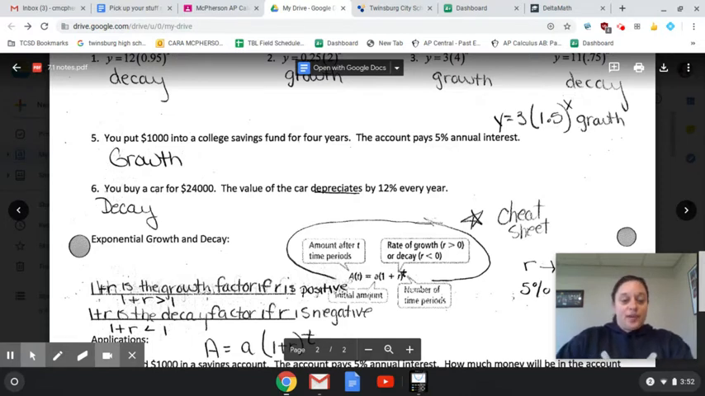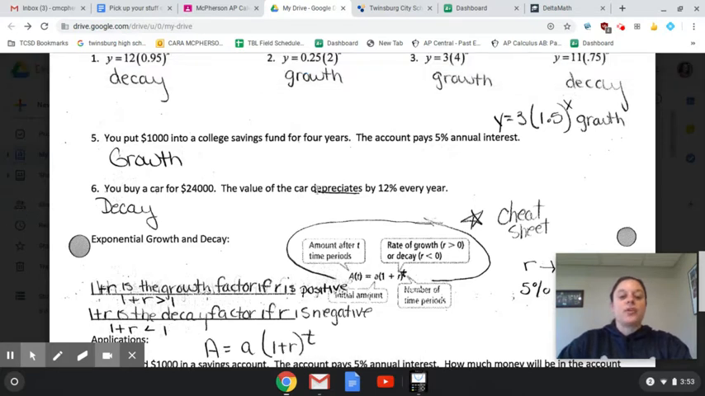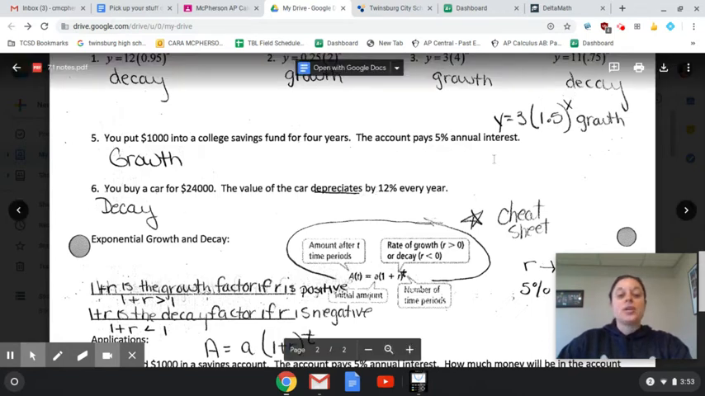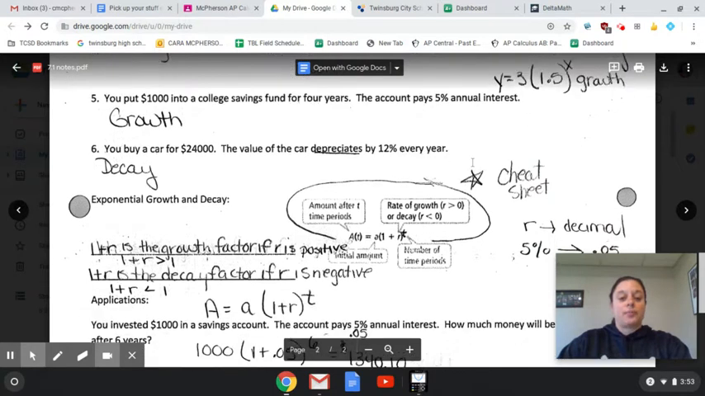The other thing that happens a lot with money is you can lose value. Specifically, what loses value more than anything else is a car. You buy a car for whatever amount of money, and the moment you drive it off the lot, it's going to go down in value. That's called depreciating. So if you see a problem that talks about the value of something depreciates, that means that it's dropping by that percent. So that's a decay.